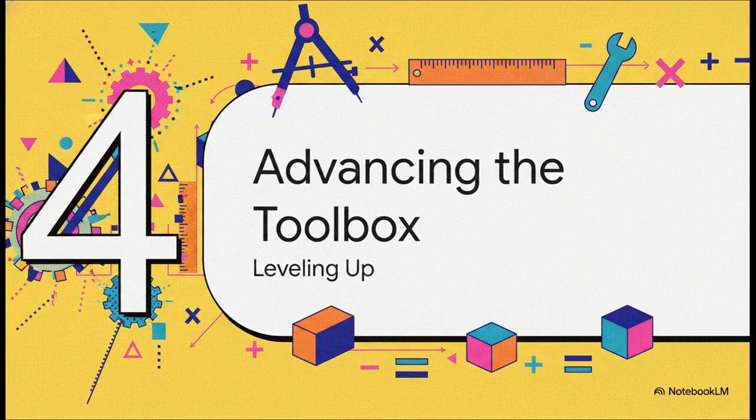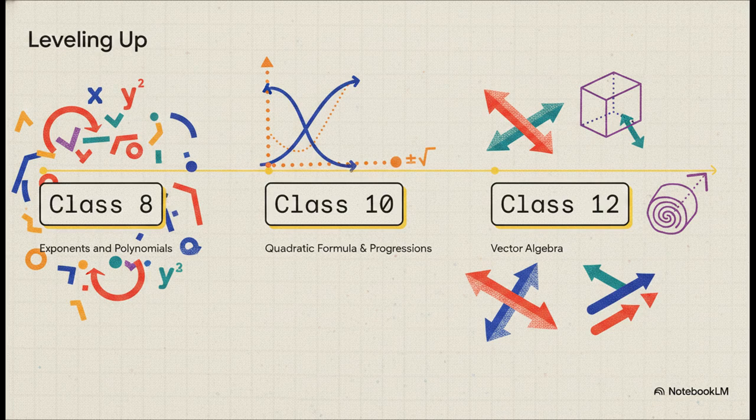All right, time for section 4, advancing your math toolbox, leveling up through the classes. Now, don't let the fancy terminology freak you out. As you progress in your mathematical journey, this foundational logic simply scales up in complexity. In earlier classes, you master exponents and polynomials, learning the rules for handling variables with powers. By class 10, you're tackling the big stuff like the quadratic formula and analyzing numeric progressions. And by the time you hit class 12, you're taking these exact same algebraic principles and applying them to multidimensional physical space using vector algebra. The core rules we've talked about remain exactly the same. The application just gets way more powerful.